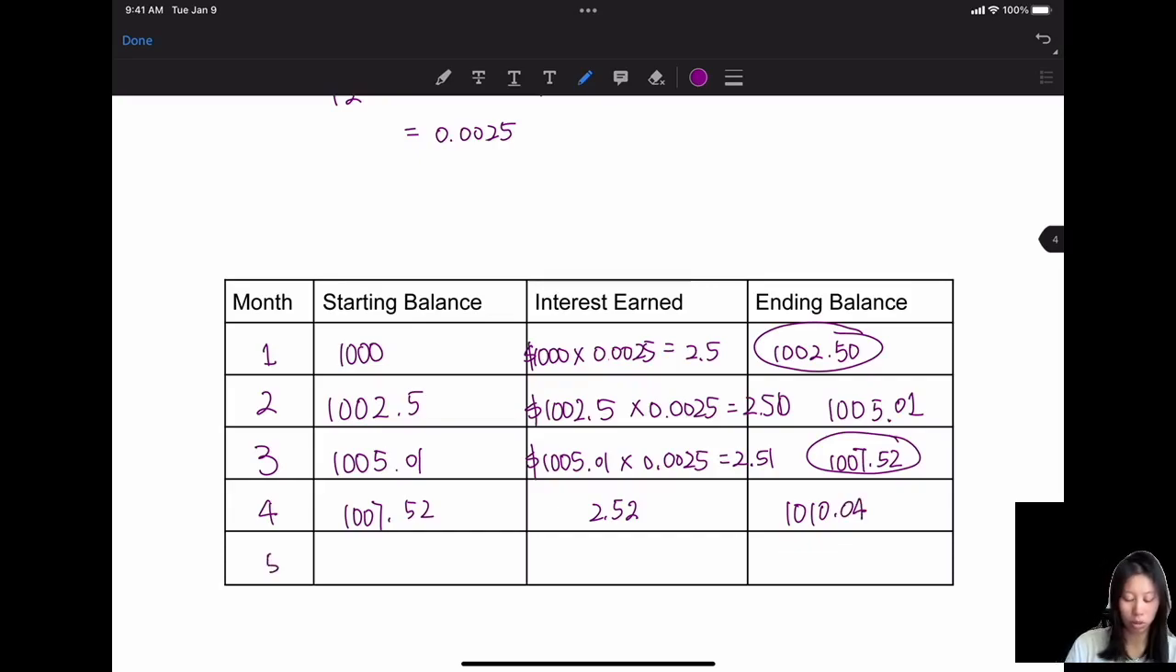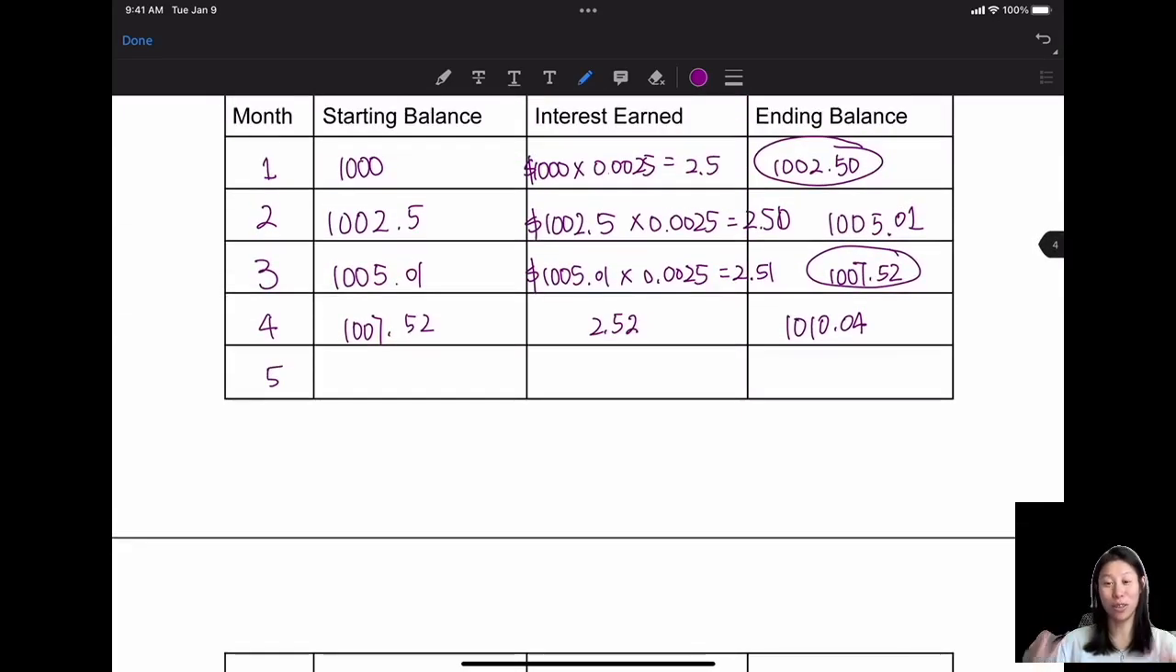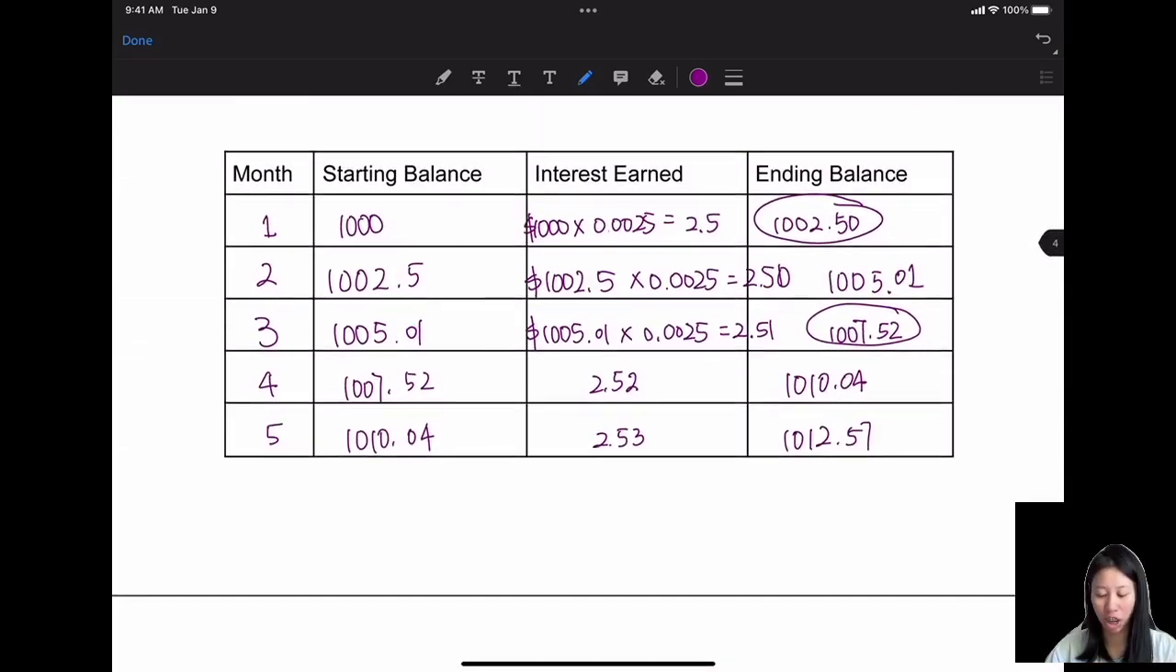That's how to grow the monthly interest. I'm going to pause the video and fill up all the total 12 months. Okay, I just finished computing all of the monthly payments. So here is the chart.